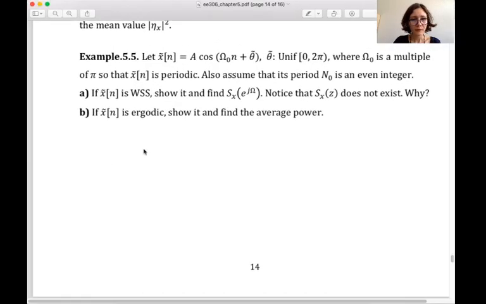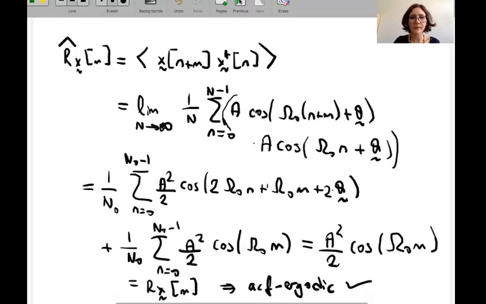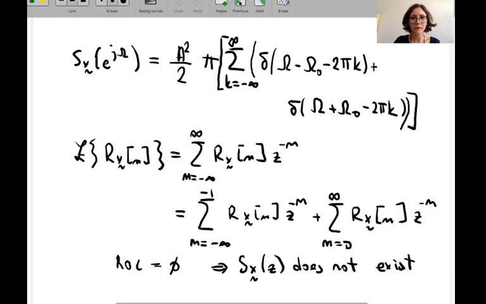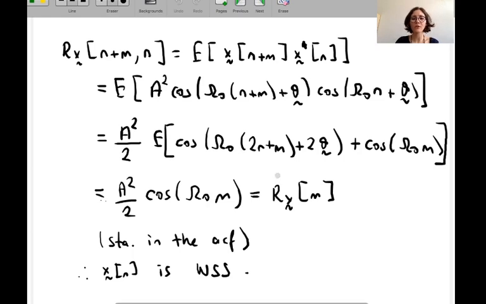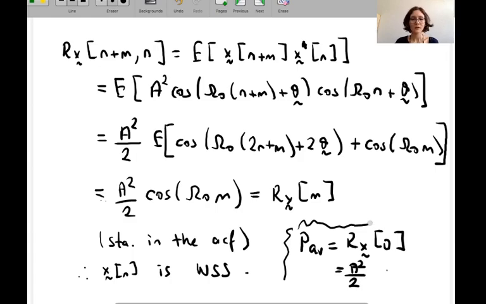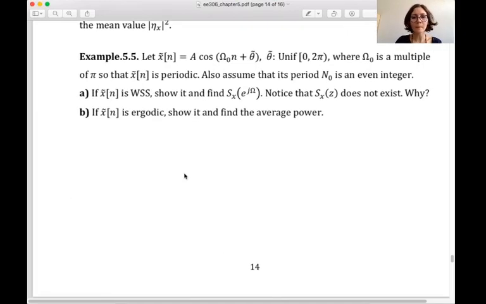So we are then asked to find the average power of the random process, but this is very, very simple. You just look at the autocorrelation function, you just evaluate this at m equals 0, you'll simply get a squared over 2. So the average power of the random process is Rx evaluated at 0. So this is a squared over 2. Okay, so this will be the solution to this first example.